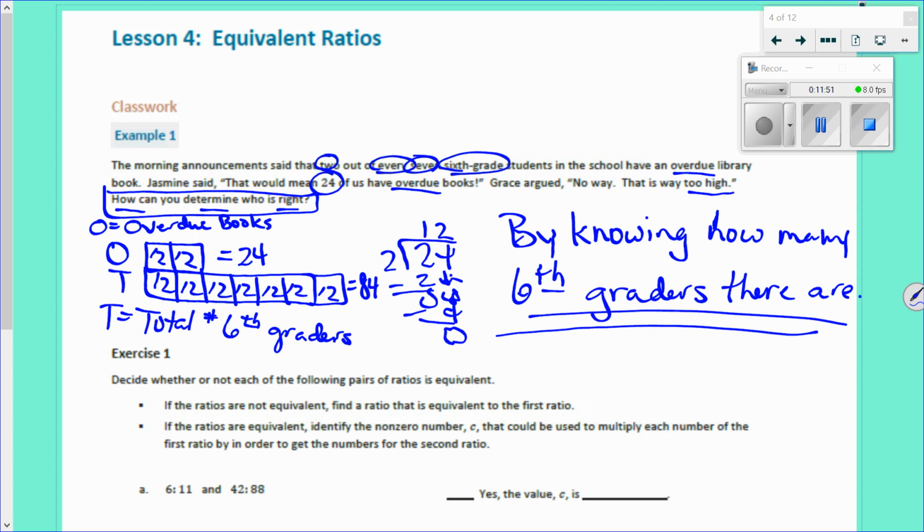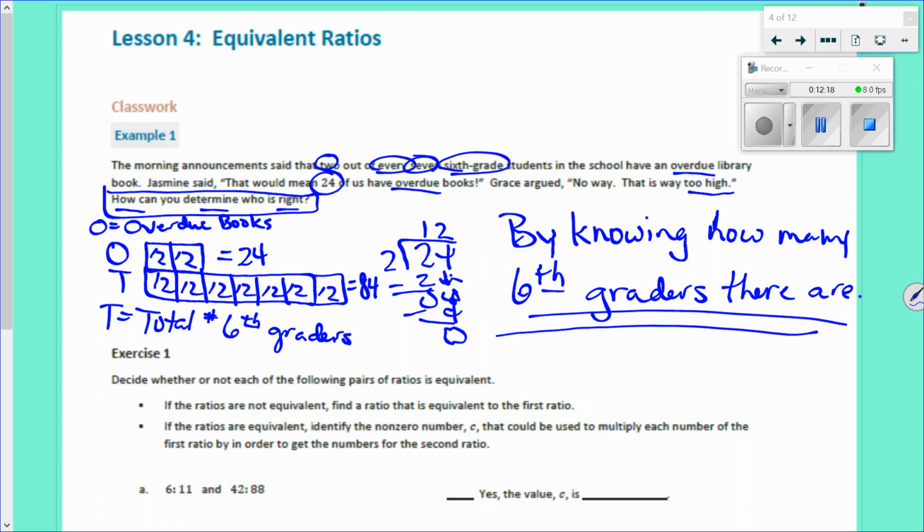She said that 24 is too high. So if there's actually more students, then that number would be less. So if there's more students, that would mean that Grace is correct, that 24 is too high. If there are less than 84 students, it actually means that they're both wrong.